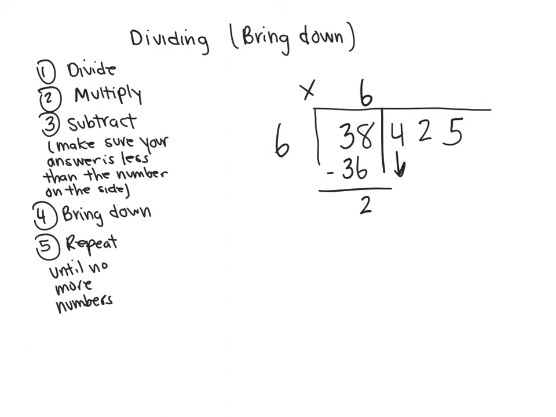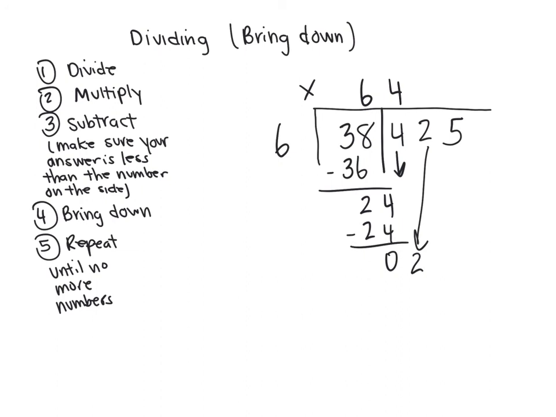And now bring down. 6 goes into 24. Oh, repeat. Divide. 6 goes into 24 4 times. Step 2, multiply. 4 times 6 is 24. Step 3, subtract. 24 minus 24 is 0. My answer on the bottom is less than the answer on the side. Step 4, bring down. And step 5, repeat.